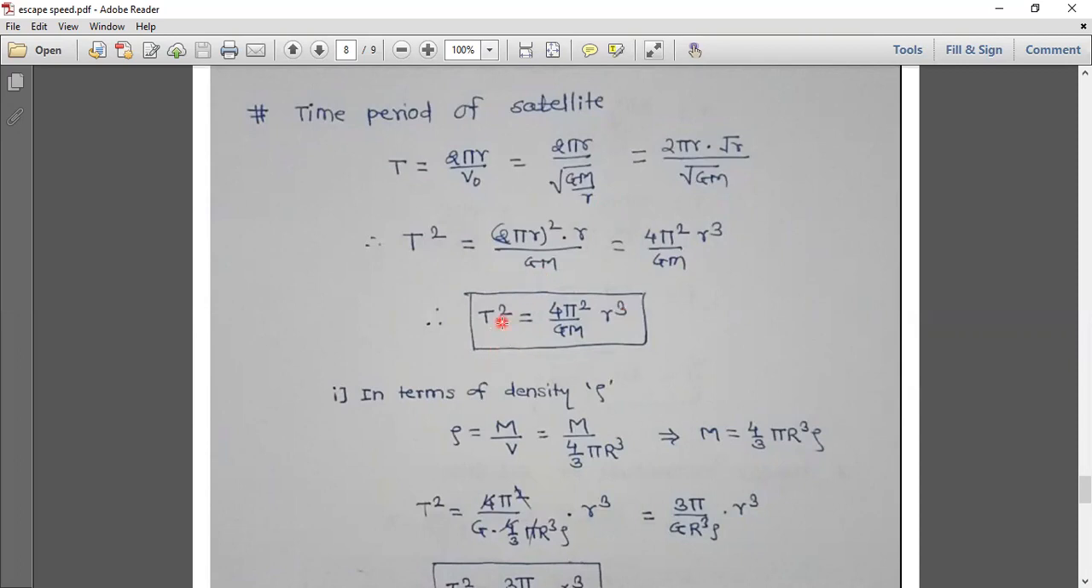This is like Kepler's law only, right? Yes, already we have learned this. T square is proportional to r cube. If you remove this constant, we have already learned it. Okay, next.